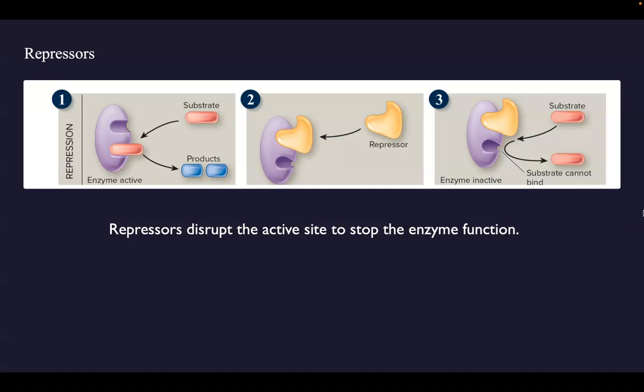Repressors are shown here, and they disrupt the active site to stop the enzyme function. So you can see a substrate wants to bind to this enzyme and make products. If a repressor comes in, this signal molecule is going to fit just right so that it changes the shape of the enzyme, and now even though there's an opening, this substrate is not able to bind and produce a product. A lot of medications are repressors that will come in and bind and stop whatever reaction would have happened from happening.